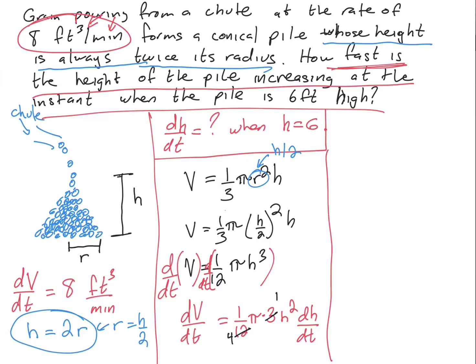What else? Do I know dv over dt? That's 8, right? So that's this one right there. What about h? I'm given h, right? Because it says when h equals 6. Right here, right?